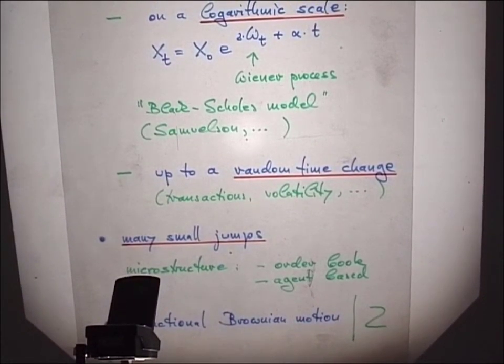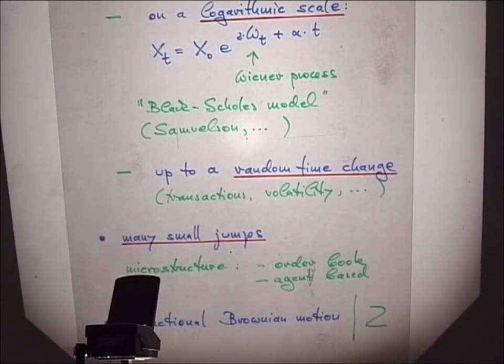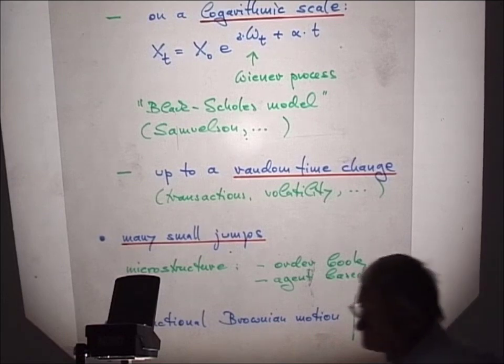And that opens the door to a huge number of models. In fact, as you are going to see a little later, anything which is reasonable in mathematical finance can be identified as some possibly very complicated, not very useful, random time change of a basic Brownian motion.